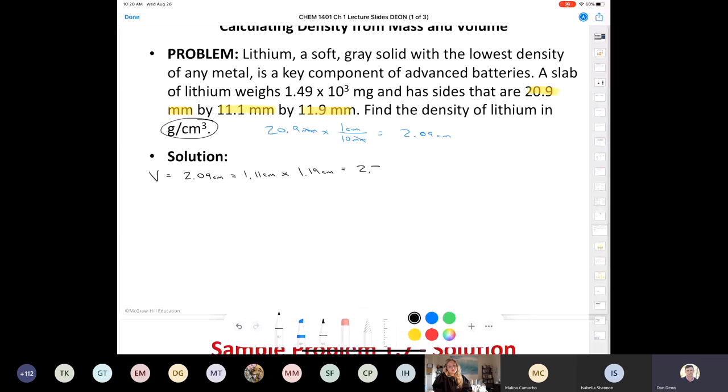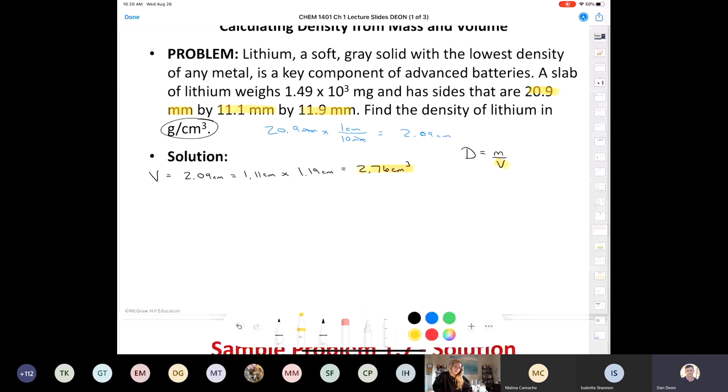We're going to use our formula D is equal to M over V. We've already solved for V. We're done. Okay, we got that part. Now we need M. And our mass is given to us in milligrams. So let's convert it into grams. And let's do it like this.